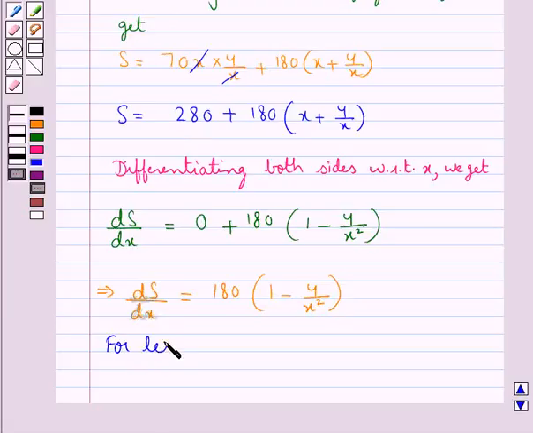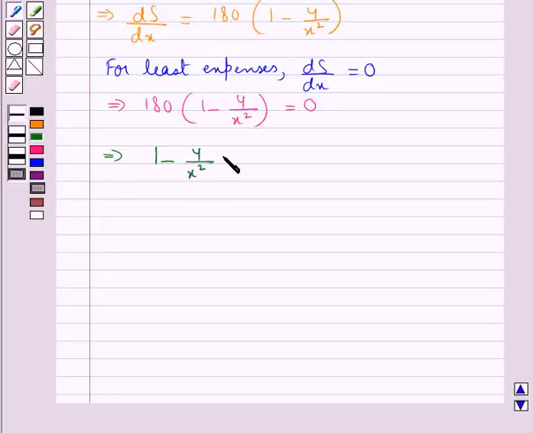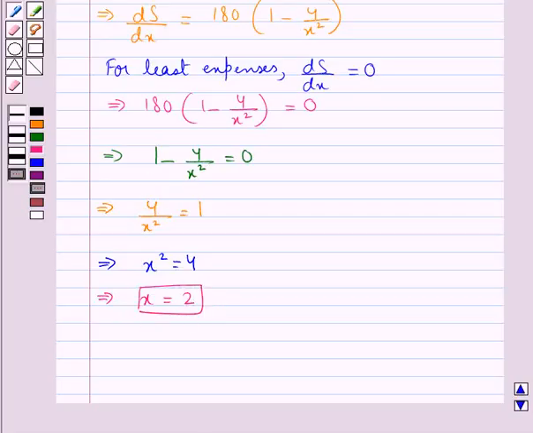Now for least expenses that we need to find out, we'll put dS upon dx equal to 0. This means 180 into (1 minus 4 upon x square) the whole would be equal to 0. Thus, 1 minus 4 upon x square is equal to 0. Or further we have 4 upon x square is equal to 1. This gives us x square is equal to 4. And so now we have x is equal to 2. We won't be taking negative 2 because it is the length of the rectangle base and length cannot be negative. So x is equal to 2.